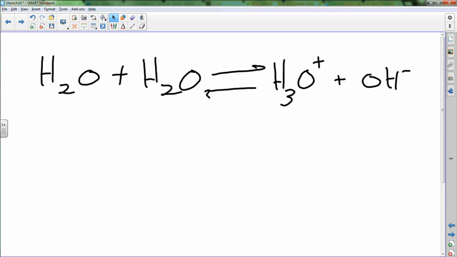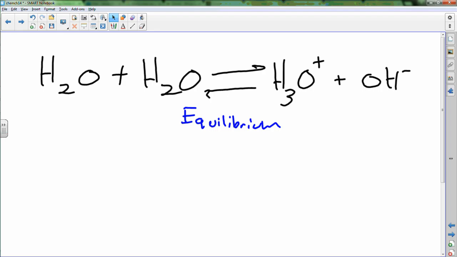Now this is happening in what's called dynamic equilibrium. Every once in a while, two of these will react and make these two things. But every once in a while, two of these things will come together, that hydrogen will transfer back over, and you get water molecules left. So this is in equilibrium.